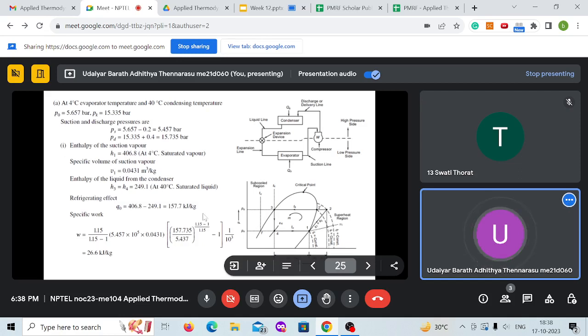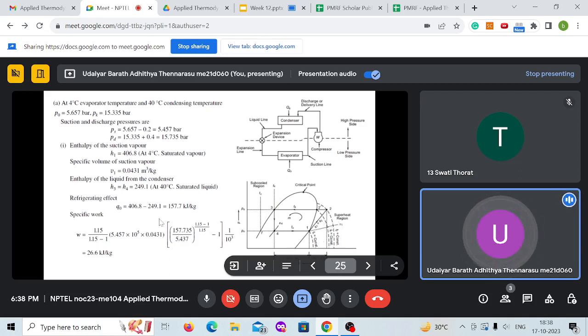Now the enthalpy of liquid H3 will be equal to H4, since it's an isenthalpic process across the valve. So your H4 will be 249.1. From this we can find the specific refrigerating effect, which is H1 minus H4, and it comes out to be 157.7 kilojoule per kg. So we have found the specific refrigerating effect, and we'll also find the specific work done.